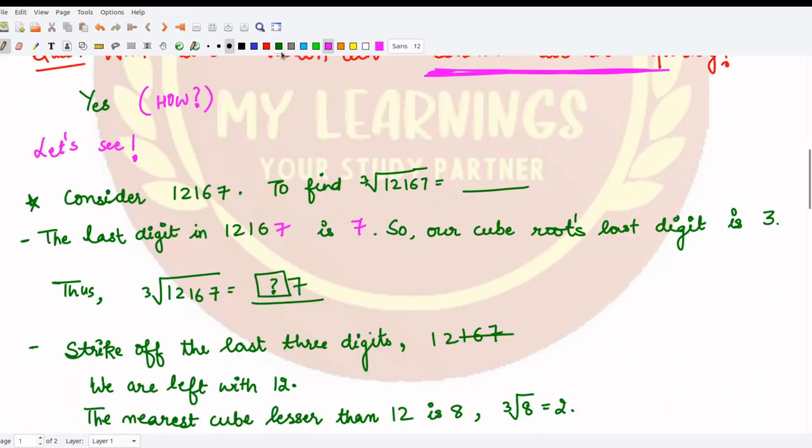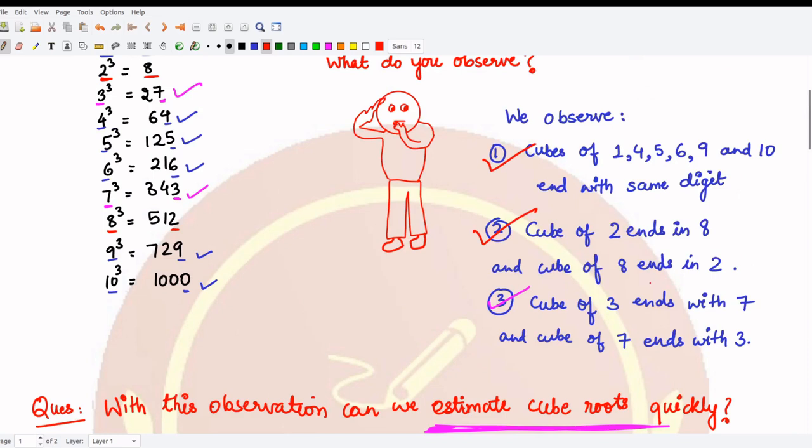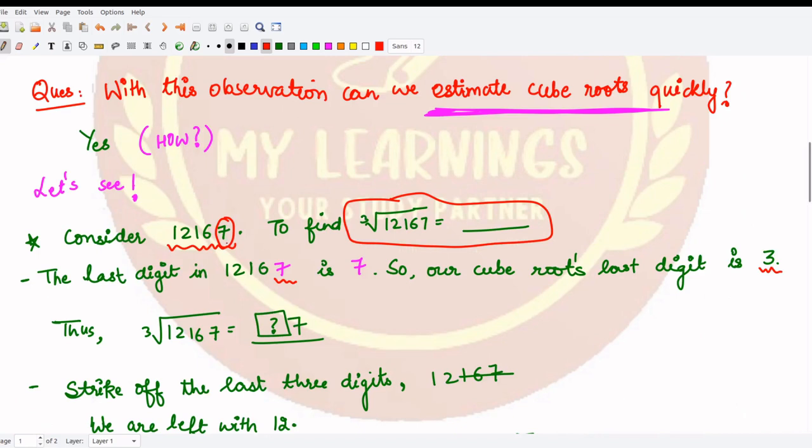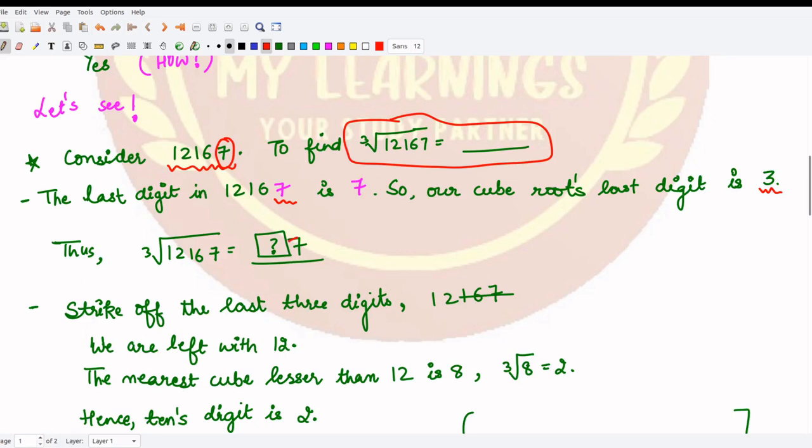So we consider this number 12167. We want to calculate the cube root of this number. You see that this number ends with 7, and if the last digit is 7, your cube root would have the last digit as 3, right? By this observation, if your cube has 7 at the end, the cube root would have 3 at the end and vice versa, correct? So here our last digit is 7, so the last digit is going to be 3, so this is going to be 3 here.